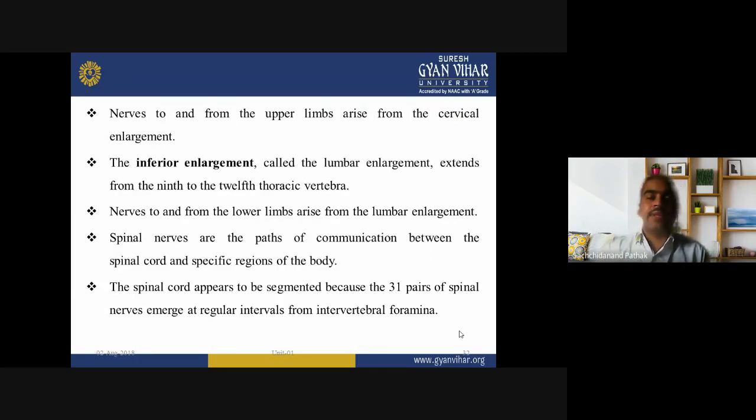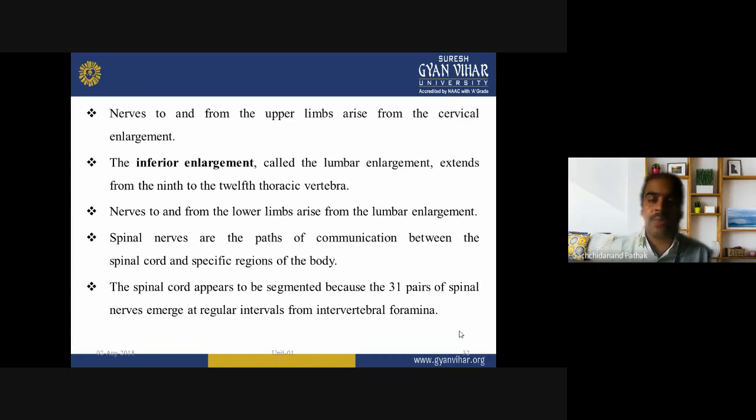And the inferior enlargement, हालांकि nerves की बात करें, the nerves to and from the upper limbs arise from the cervical enlargement. The inferior enlargement is called the lumbar enlargement, and it extends from the 9th to 12th thoracic vertebra. जो 9 से 12 तक thoracic vertebra हैं उनमें extend होते हैं. Nerves to and from the lower limbs arise from the lumbar enlargement.